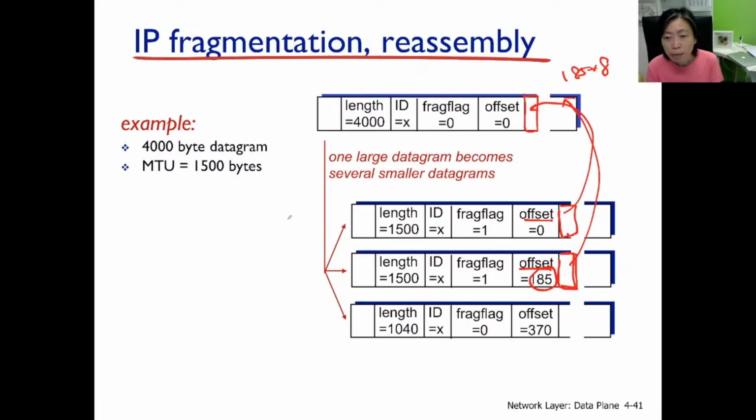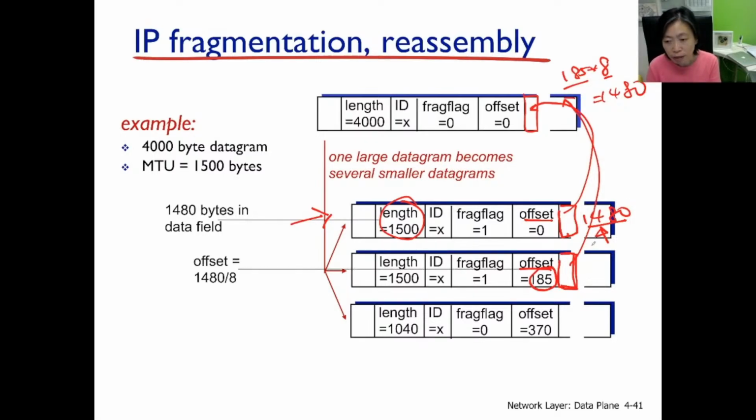Oh, and by the way, if you multiply 185 by 8, you get 14A0. And that is because there are only 14A0 data bytes in the first packet. The IP packet header is 20 bytes, so with a total length of 1500, data can only be 14A0. As I mentioned, 185 indicates the position of the first byte in the packet, but the position should be divided by 8. The original position divided by 8 will be the offset value. Therefore, the offset multiplied by 8 gives the original position.